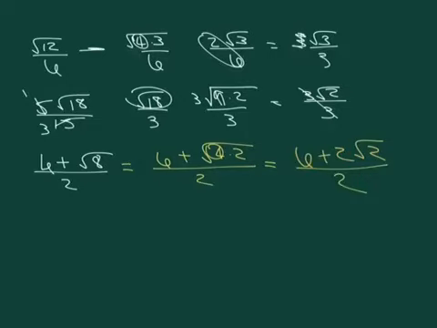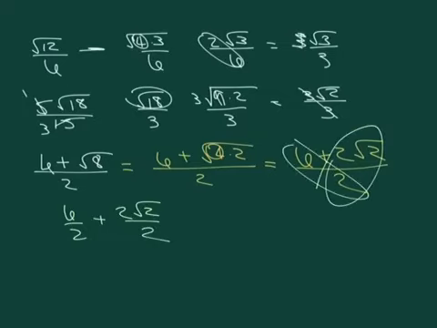So we've done this before. That's 6 over 2 plus 2 square root of 2 over 2. Remember doing that? This and this can be written that way. So 6 over 2 is 3. 2 over 2 can be canceled. And you end up with that for an answer.